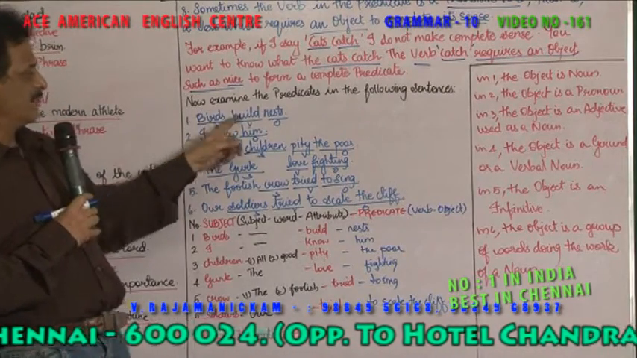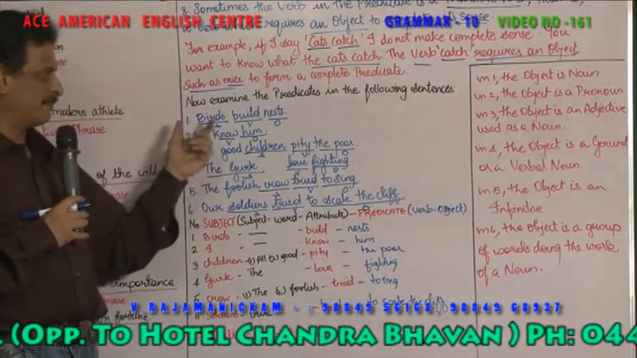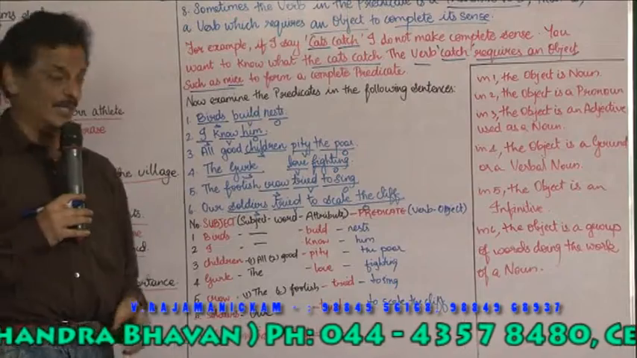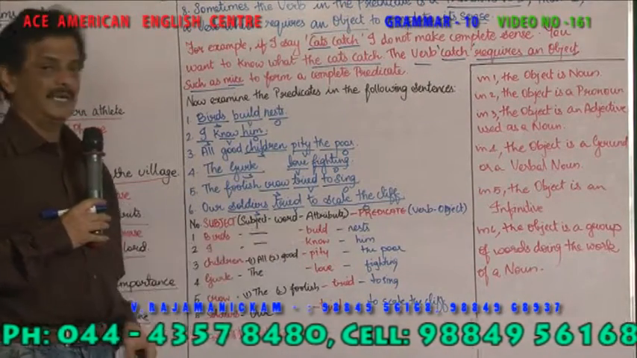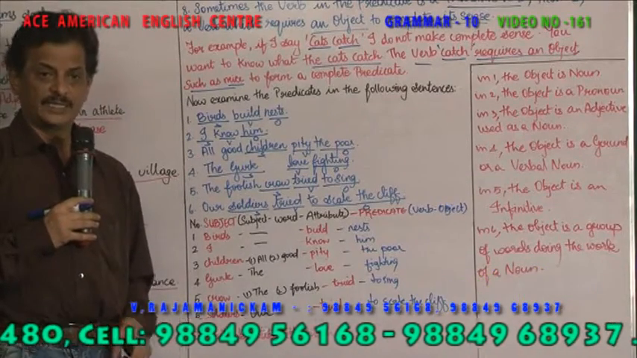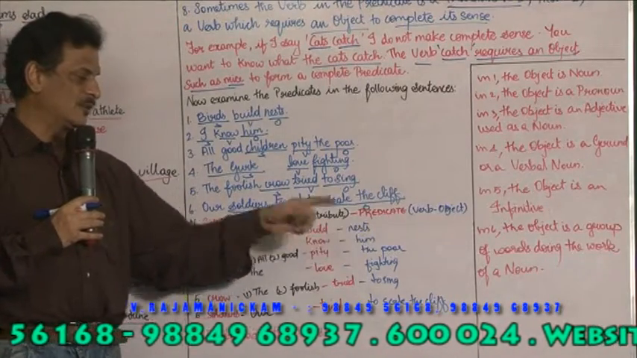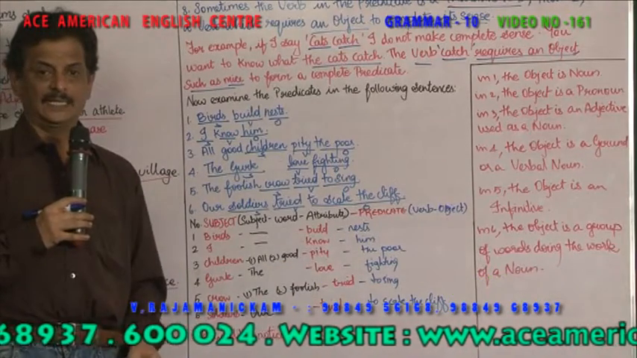உதாரணத்துக்கு இங்கே பாருங்கள், Birds build nests, பறவைகள் கூடு கட்டுகின்றன. பறவைகள் கட்டுகின்றன. ஏதோ ஒரு ஆப்ஜெக்ட் கேட்குது. என்ன ஆப்ஜெக்ட்? கூடுகள். ஸோ birds என்பது சப்ஜெக்ட், build என்பது ப்ரெடிகேட். ப்ரெடிகேட் என்றால் என்ன? கூடு கட்டுகின்றன, ரெண்டுமே ப்ரெடிகேட். கட்டுகின்றன, எதை கட்டுகின்றன? கூட்டை கட்டுகின்றன. அந்த ப்ரெடிகேட்டில் ஒரு ஆப்ஜெக்ட் இருக்கிறது.